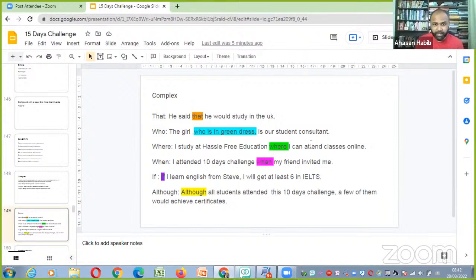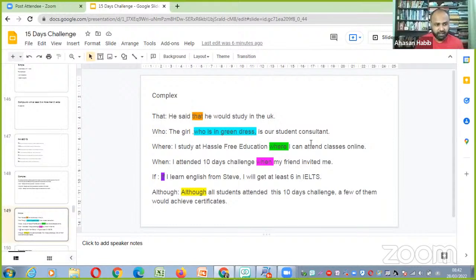Using who, you are giving extra information. How does the girl look? She was wearing the dress, which was green. So you are giving a lot more information about the girl, and this is called a complex sentence. The girl who is in a green dress is our student consultant. The boy who was wearing a t-shirt was my friend, right? This is how you need to make a lot of sentences. The lady who stood next to me in the restaurant was my wife. This is how I need to make a lot of sentences.